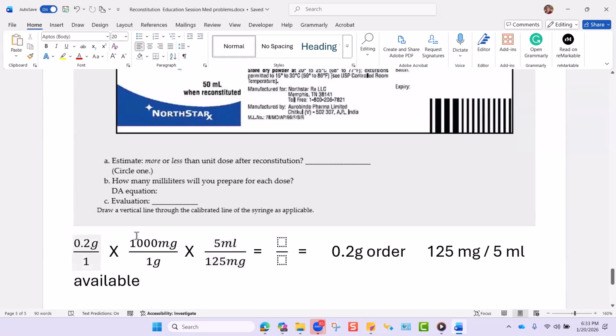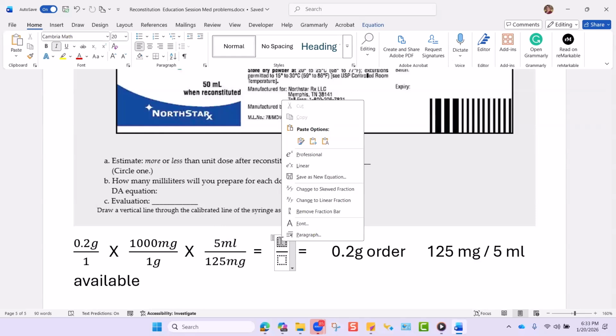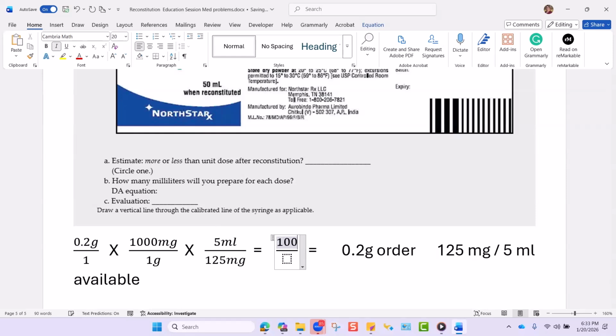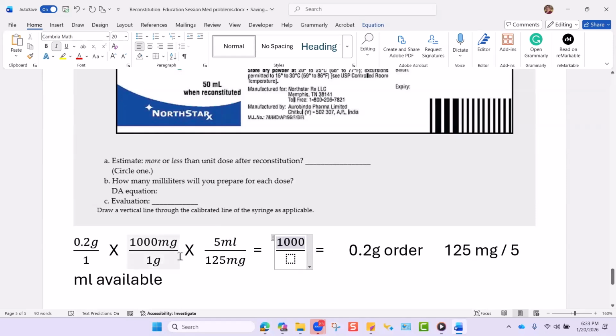All right, now all you have to do is multiply across the top, multiply across the bottom, get the calculator out. 0.2 times 1,000 times 5 gives me 1,000. I hope that's what you all got. 1 times 1 is 1, times 125 is 125. So now it's 1,000 divided by 125. And I got a lovely round 8.